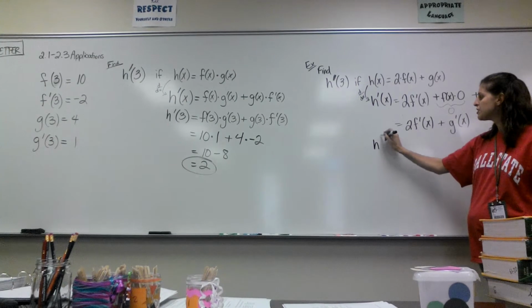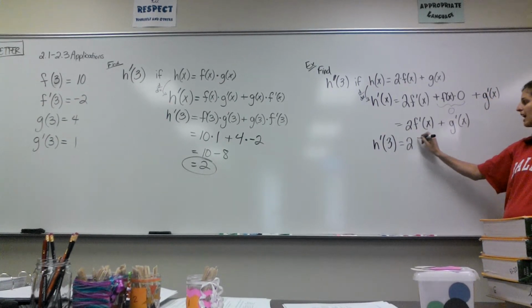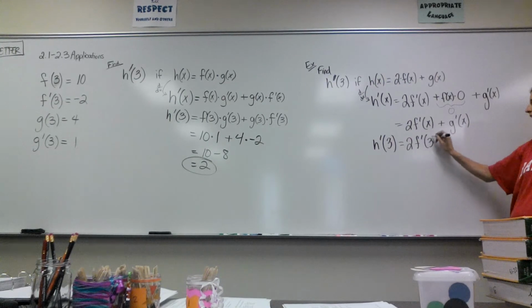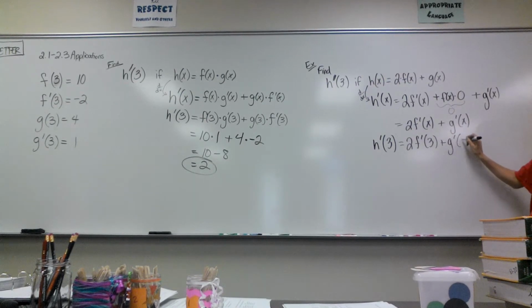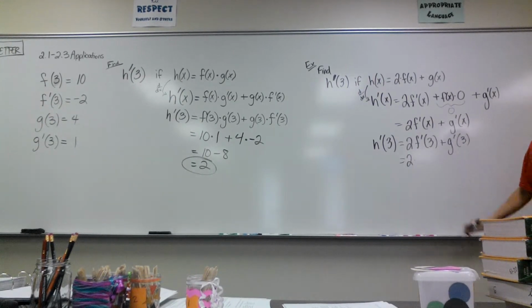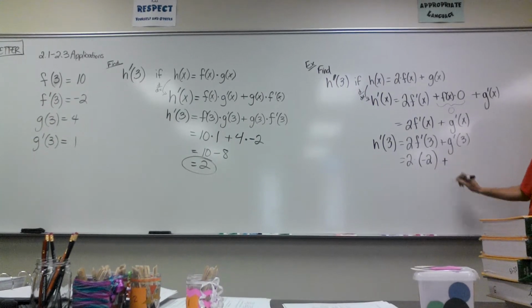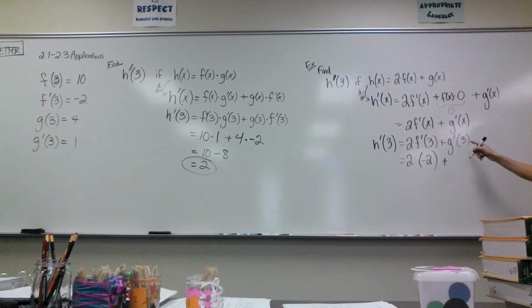Okay, so h prime of 3 is going to equal 2 times f prime of 3 plus g prime of 3. So 2 times f prime of 3 is negative 2, plus g prime of 3 is 1.